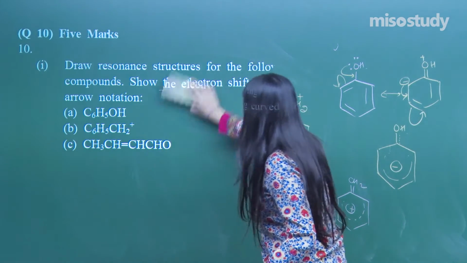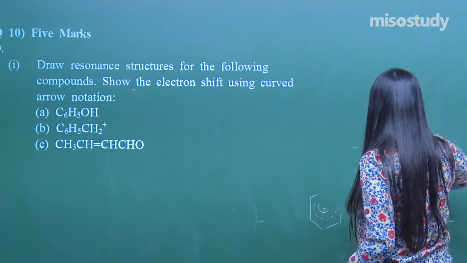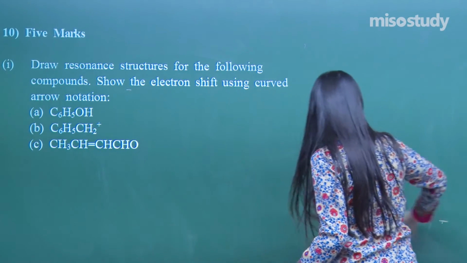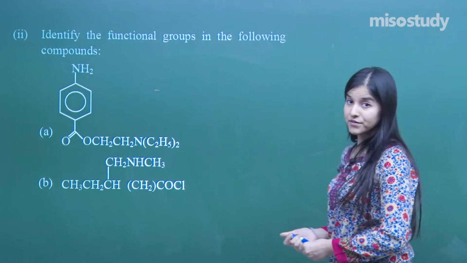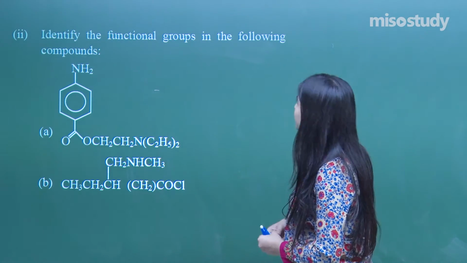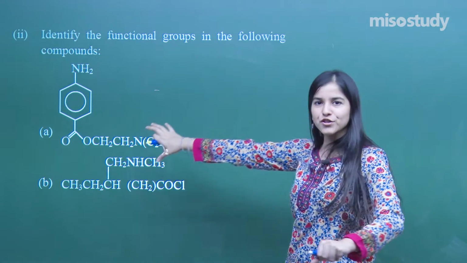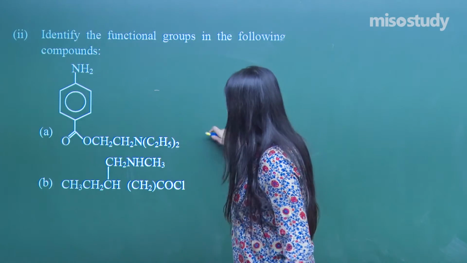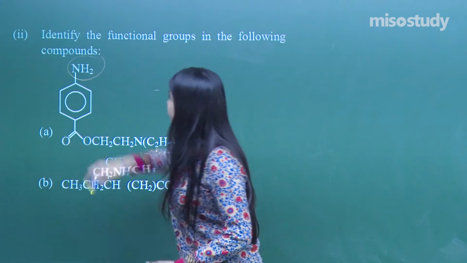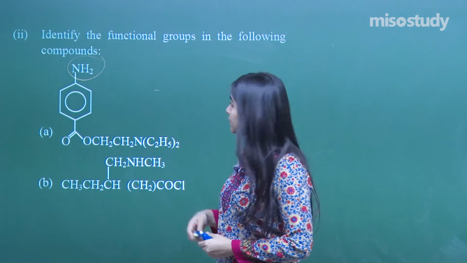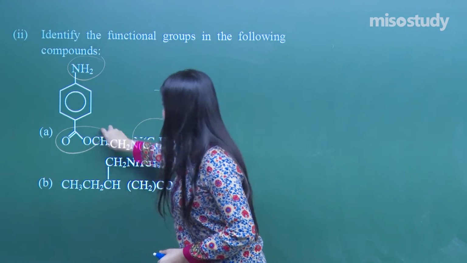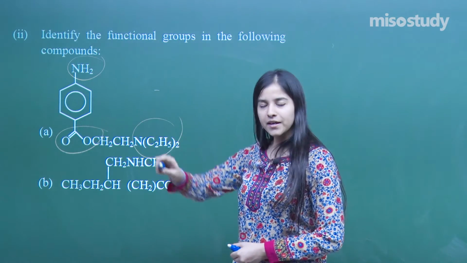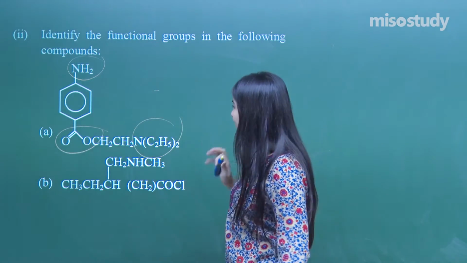So that was part number 1, which carries 1 mark each. If I move to part number 2, it's an interesting one. Identify the functional groups in the following compounds. So what all functional groups do you see over here? In the first compound, N. Here also N. Let me just name what all we have.